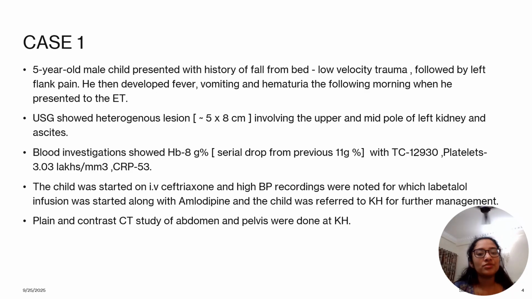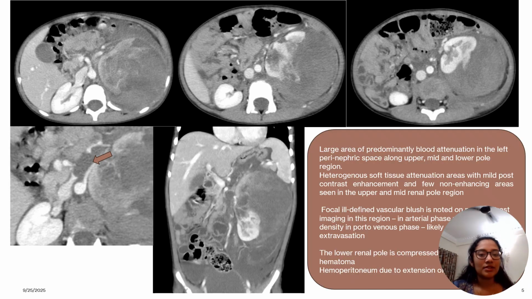Ultrasound showed a heterogeneous lesion involving the upper and mid pole of left kidney and moderate ascites. Blood investigation showed a serial drop in hemoglobin. Patient was then referred to a tertiary center for further management, where a plain and contrast CT study of abdomen and pelvis was done.